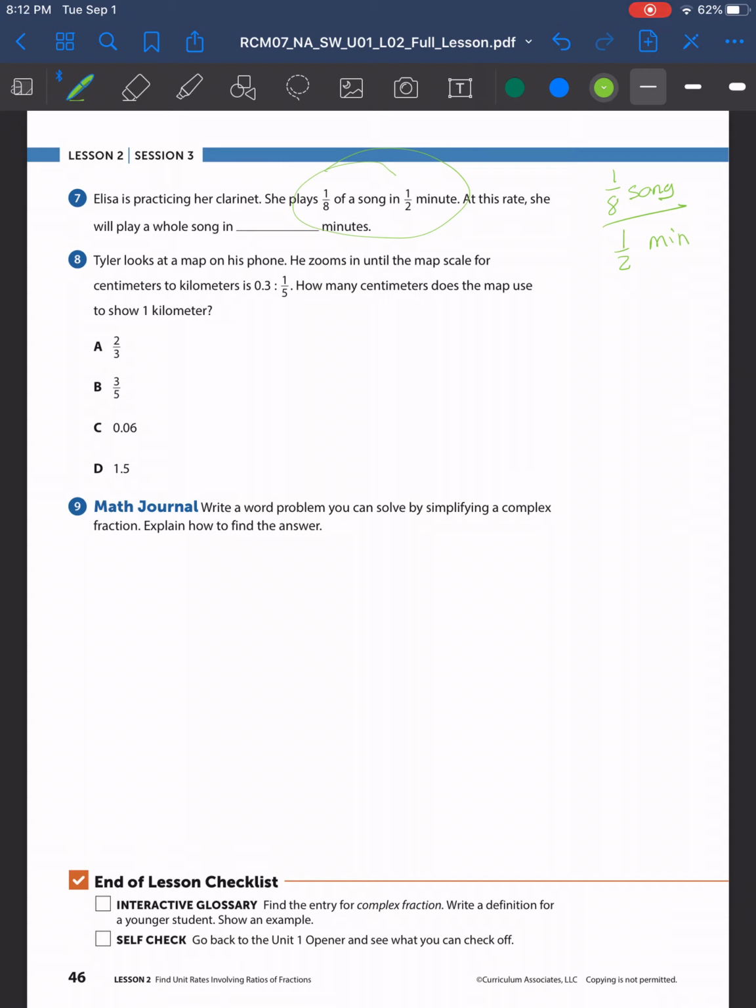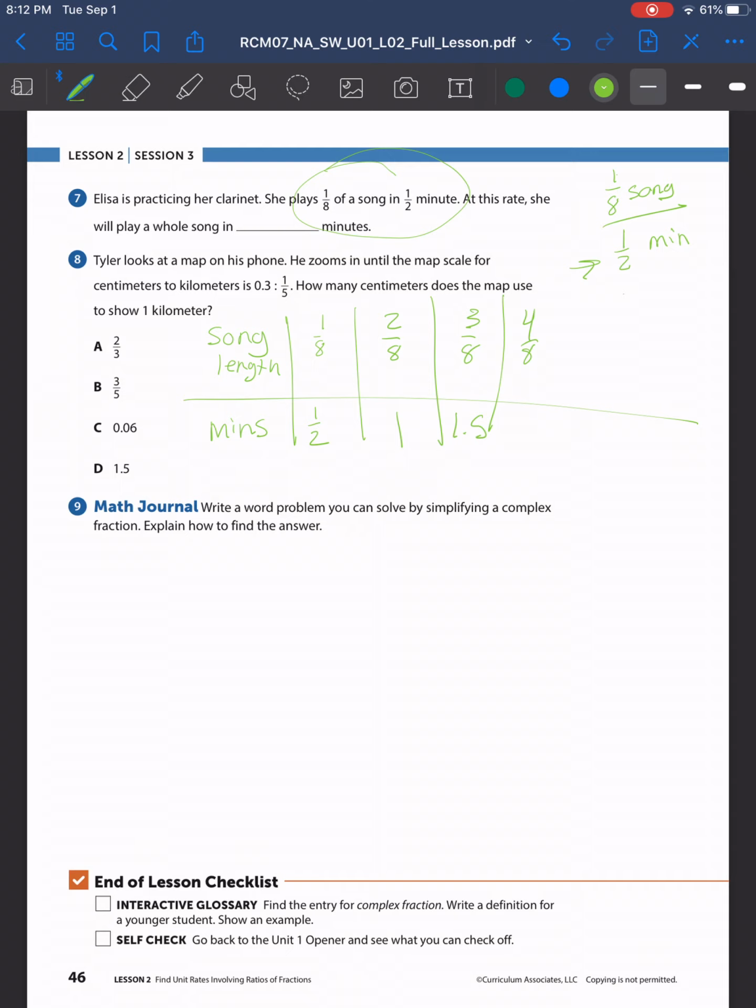Okay? So you could take 1/8 and keep adding it or you could keep adding the minutes until you get 8/8, right? So if I had a table, I could say 1/8. So let's have song length be at the top of this table, and then we'll have minutes be at the bottom. Okay. So if I had a chart like this, I would say for every 1/8 of a song, she can play it in a half minute. So then 2/8 of a song would take 1 minute. Because see, it doubles. And then 3/8 of a song would take 1.5 minutes.